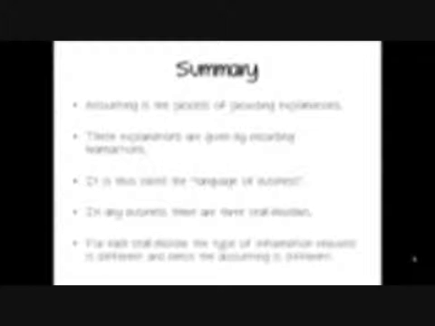Summary. Accounting is the process of providing explanations. These explanations are given by recording transactions. It is thus called the language of business. In any business, there are three stakeholders. For each stakeholder, the type of information required is different, and hence the accounting is different.